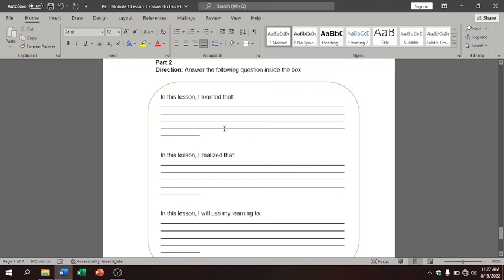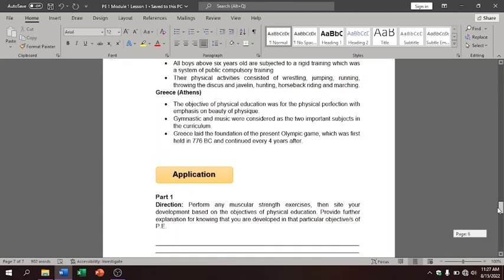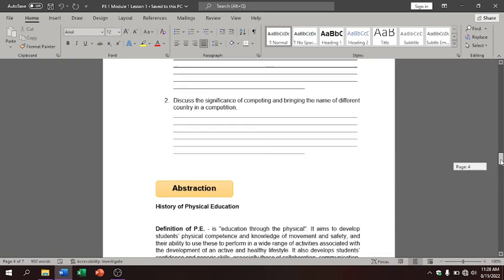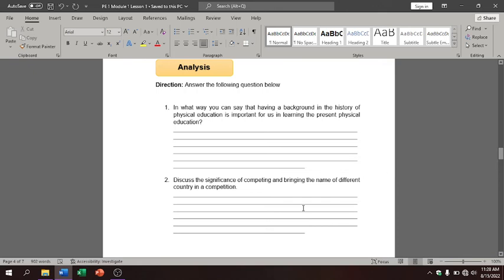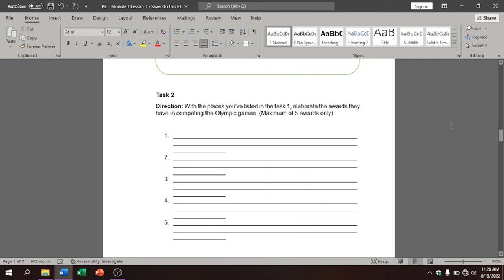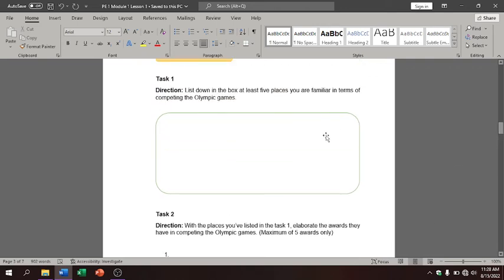It's something like reflection. So, in this lesson, I learned that. What you learned in this lesson. In this lesson, I realized that. And also, in this lesson, I will use my learning to. Where will you use your learning? So, this is 5 points, 5 points, 5 points. So, a total of 15 points for the reflection. For the application, I haven't decided yet. Maybe 20, I think, or 25. It depends. And this analysis, 5 points, 5 points. And then activity, 5, 5, 5, 25. And then 10 points for this.